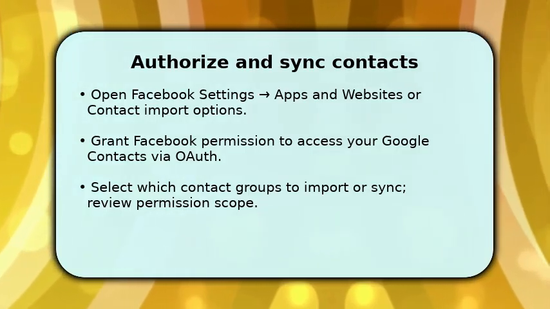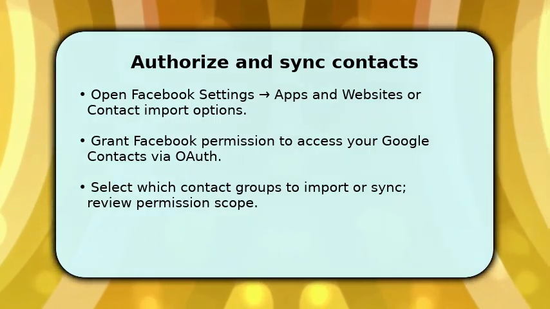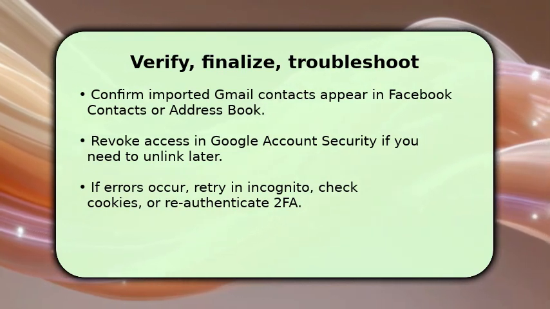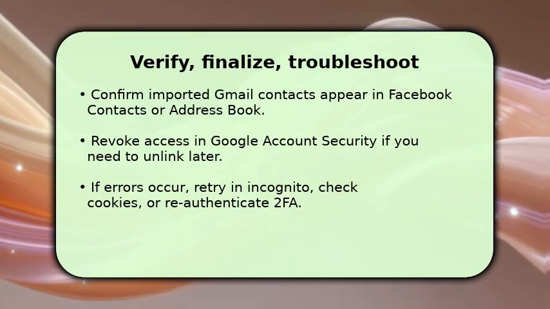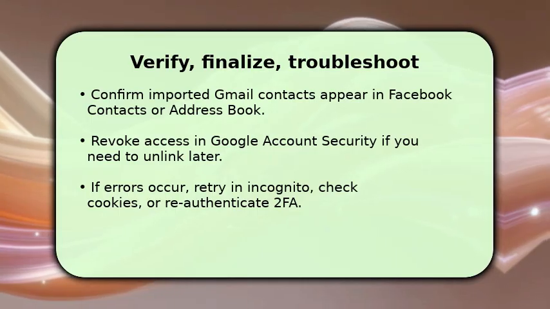Make sure to monitor progress indicators before moving on. You finish by verifying that Gmail contacts show up on Facebook where expected. Check several entries to ensure emails and names matched correctly. If everything looks right, adjust sync frequency or delete duplicates in Google Contacts to keep things tidy.